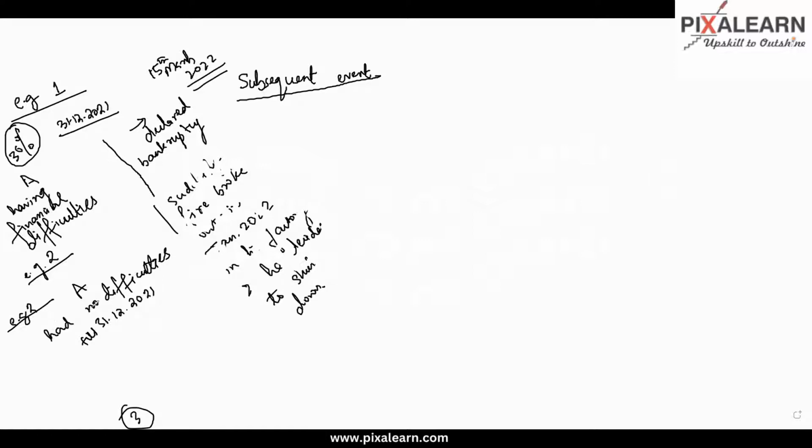The second example is, let's say A, who is again a debtor in my company, but this guy had a very good run till 31st of December. There were no issues with his payment. So when I sold him goods on credit, I knew for sure that this guy would pay me. But suddenly in the month of January 2022, fire broke out in his premises, and it was so bad that this guy decided to shut down.